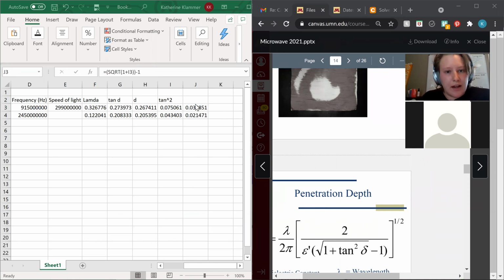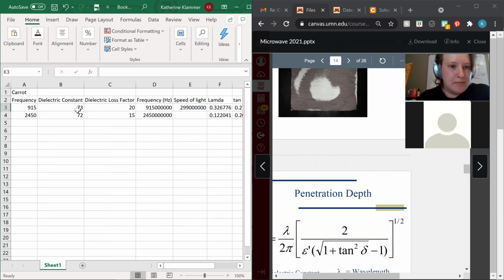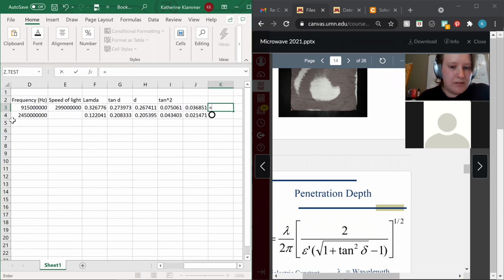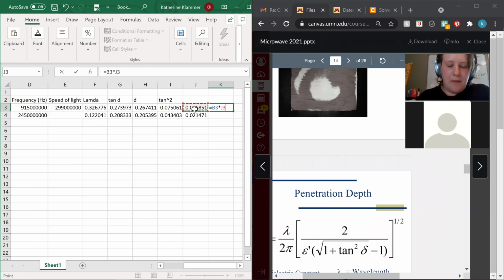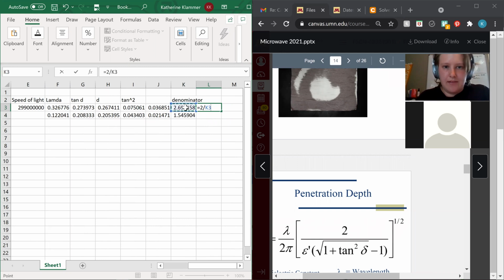Okay. So then we're going to multiply by the dielectric constant, which is all the way back over here. Let me just move this. So that times what was in the parentheses. I'm just going to call this denominator. And then equals 2 divided by that value. And that's what's in the brackets. And then we're going to take the square root of that.